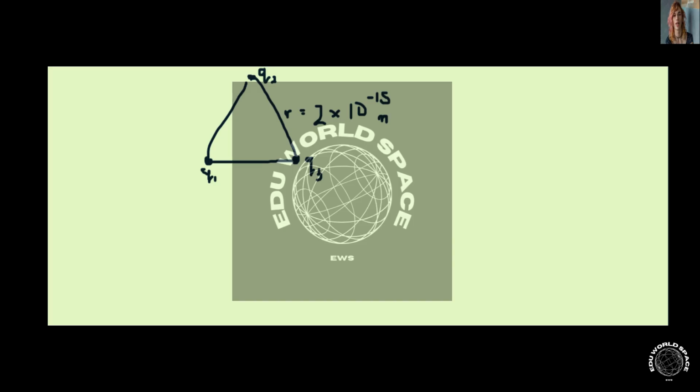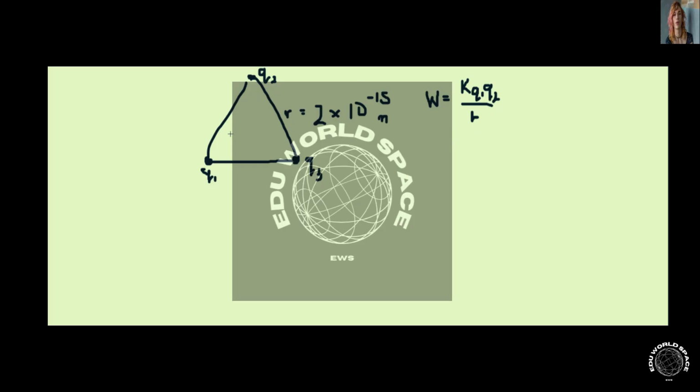So now to find the amount of work done by one charge, we know the equation is that the work is equal to Coulomb's constant times charge 1, charge 2, over the radius separating them. So this is the work done between the two charges.